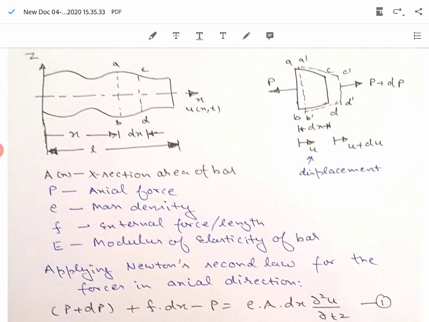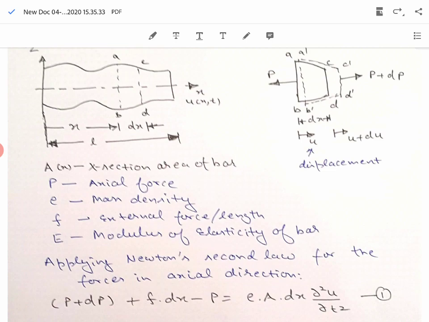Now we define a few terms here. A is the cross-section area of the bar. In case the bar is of non-constant cross-section, then it will also be a function of x. P is the axial force which is acting on the bar. Rho is the mass density. F is the external force that is being applied, and it is given by external force per unit length. And E is the modulus of elasticity of the bar.